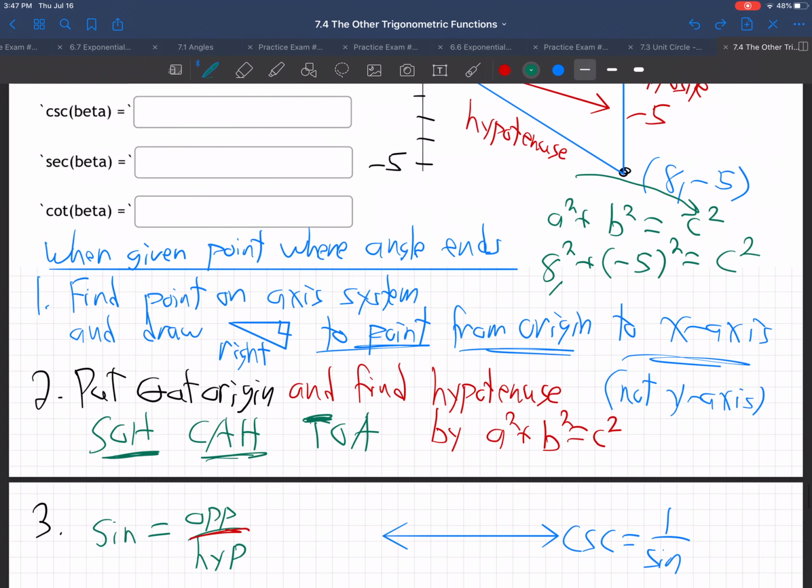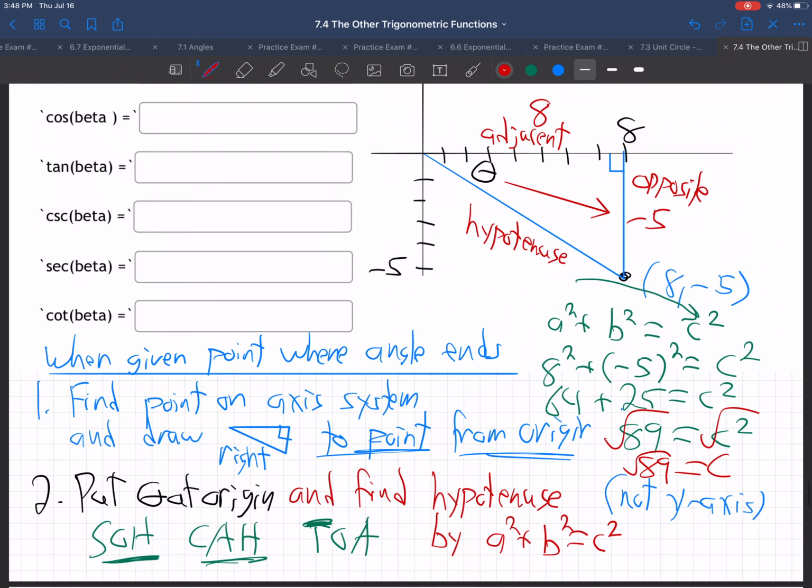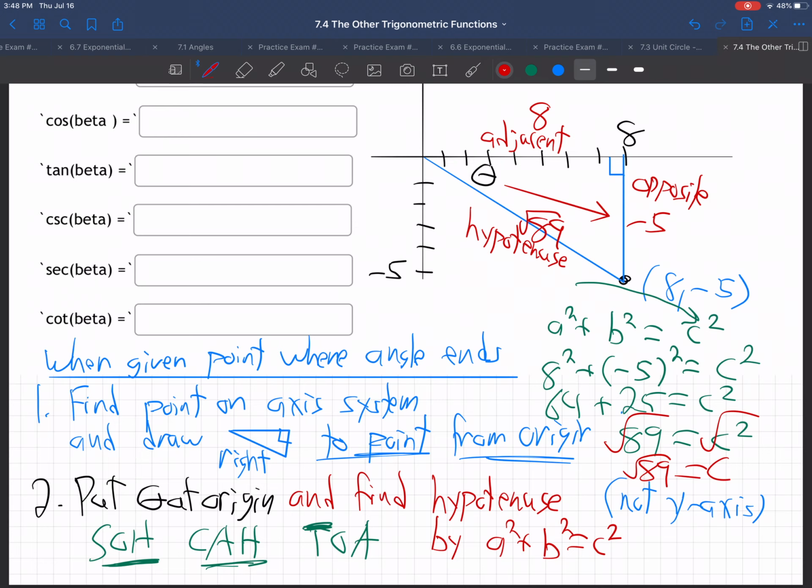So then we get 64 plus 25 is c squared. What is that? 89. I'm kind of running out of room, aren't I? I'm going to erase some of this here. 89 is c squared. Root it. So c is the root of 89. So root of 89 is the hypotenuse.